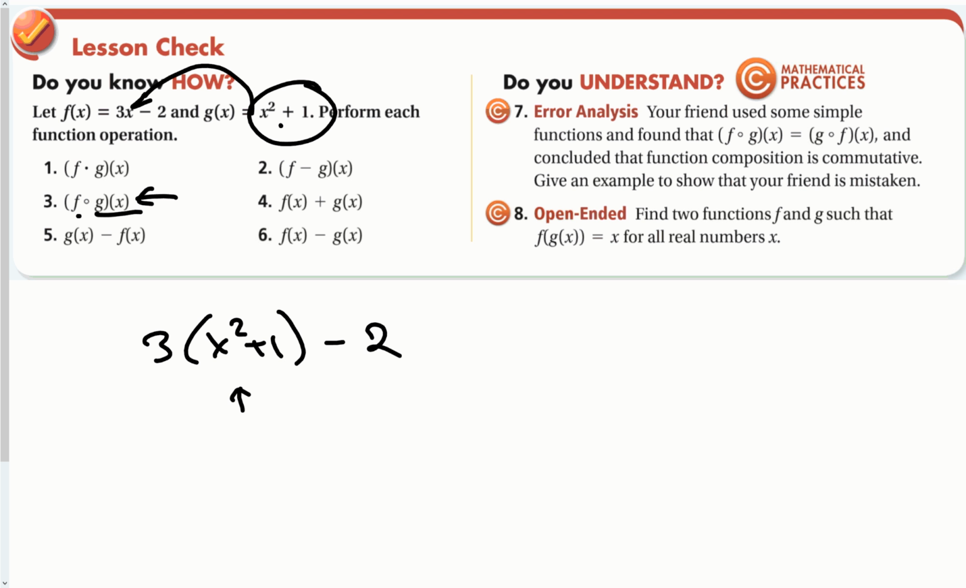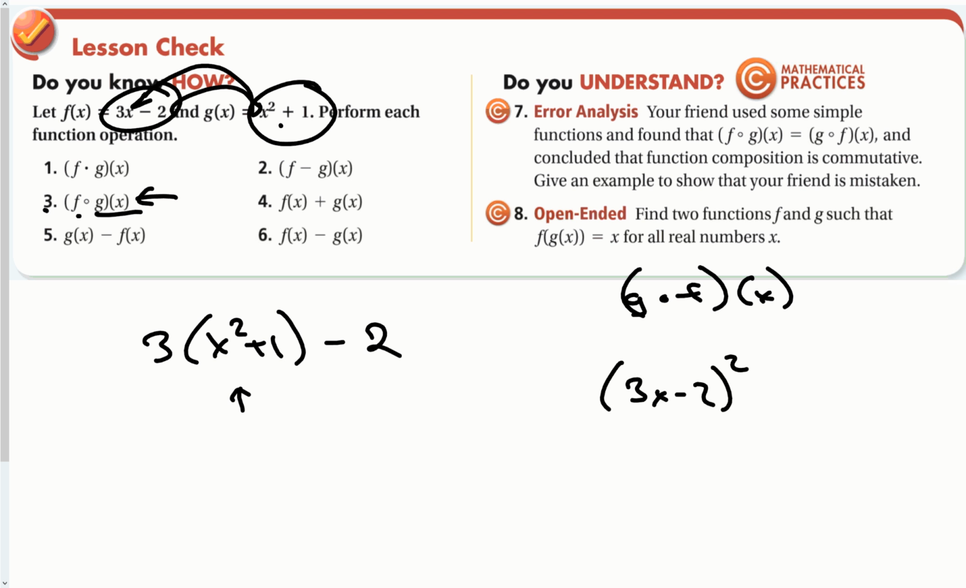And then if it was the other way, right, if it was g of f of x for number 3, we would just go backwards. We would take this whole thing and we would plug it into x squared. So it would be 3x minus 2 squared plus 1. You just replace the letter x, everything else stays the same. You replace the letter x with the function. And then we would simplify both of these. Okay? And that was 6-6, function operations.